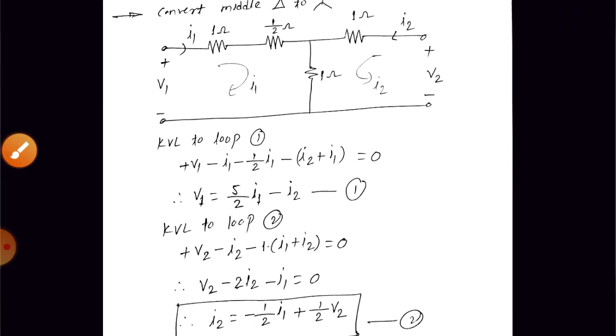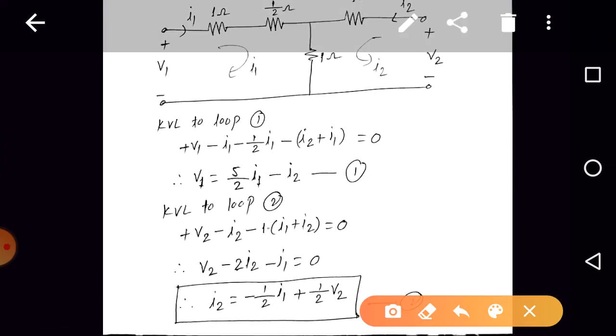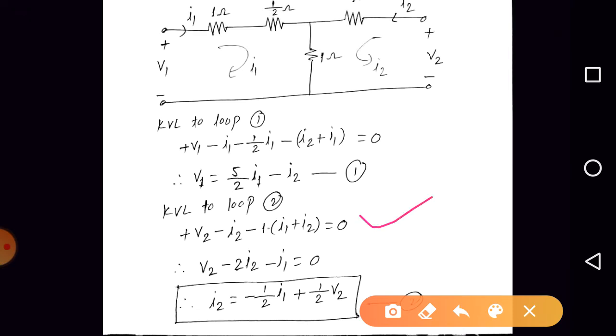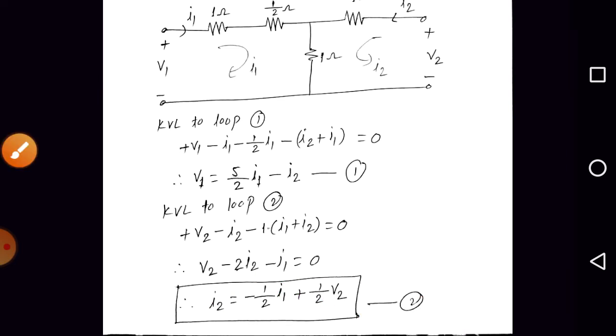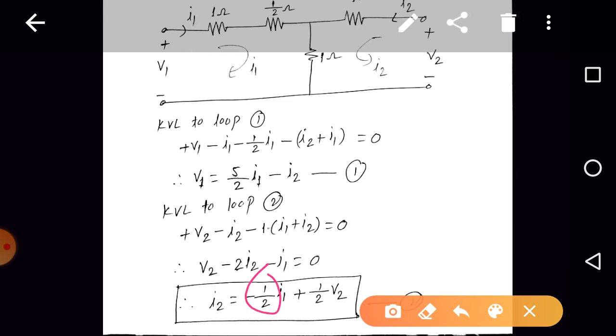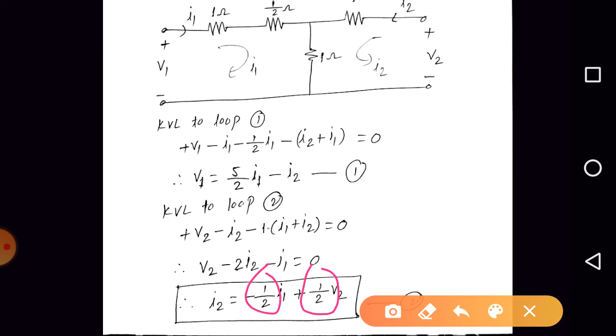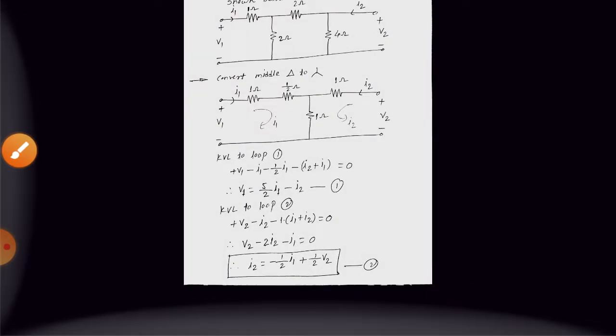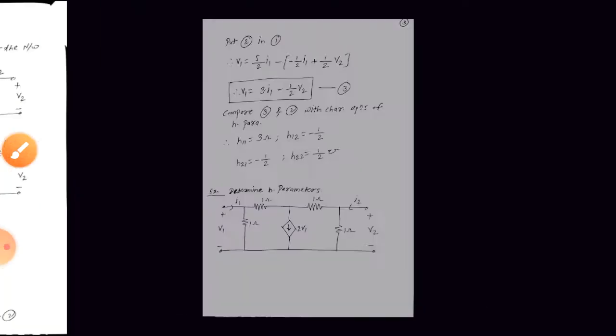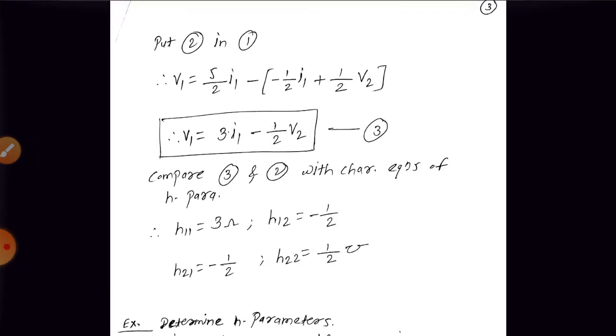Similarly, can we apply KVL to loop 2? Yes, it is plus V2 minus I2 minus 1 into I1 plus I2 is equal to 0, right? So rearranging the terms we can get the expression for I2 in terms of I1 and V2, right? So minus 1 by 2 is nothing but your H21 and 1 by 2 is the H22, right? Again we need to put this equation 2 in equation 1.